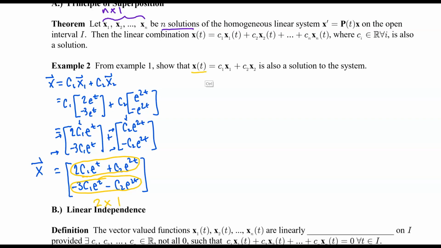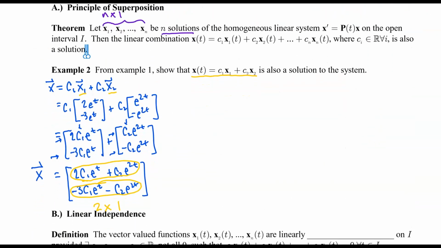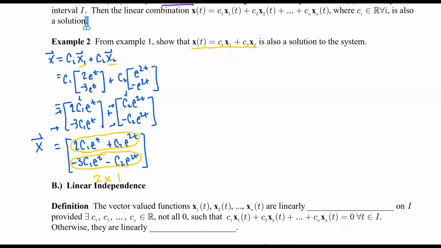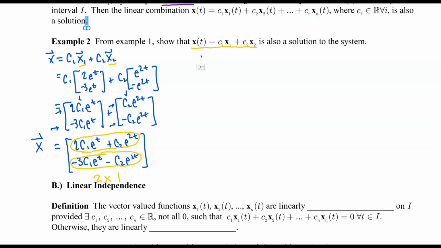So we have found this linear combination. Remember, each individual column vector on its own was a solution. That's what we proved up here. Now we want to show that this linear combination is also a solution. So we want to show next that x prime equals P times x.